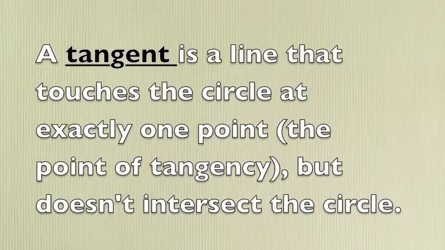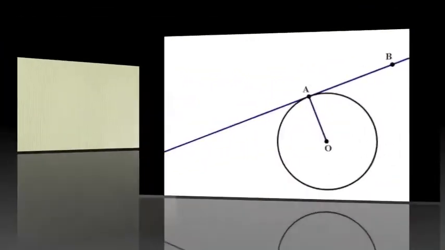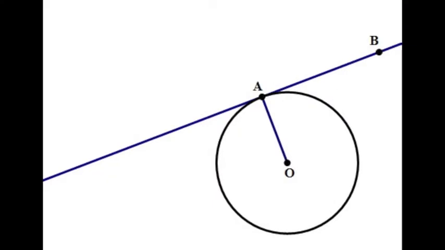A tangent is a line that touches the circle at exactly one point but does not intersect the circle. In this picture, line AB is a tangent to circle O, creating a 90-degree angle. The point of tangency in this diagram would be at point A.